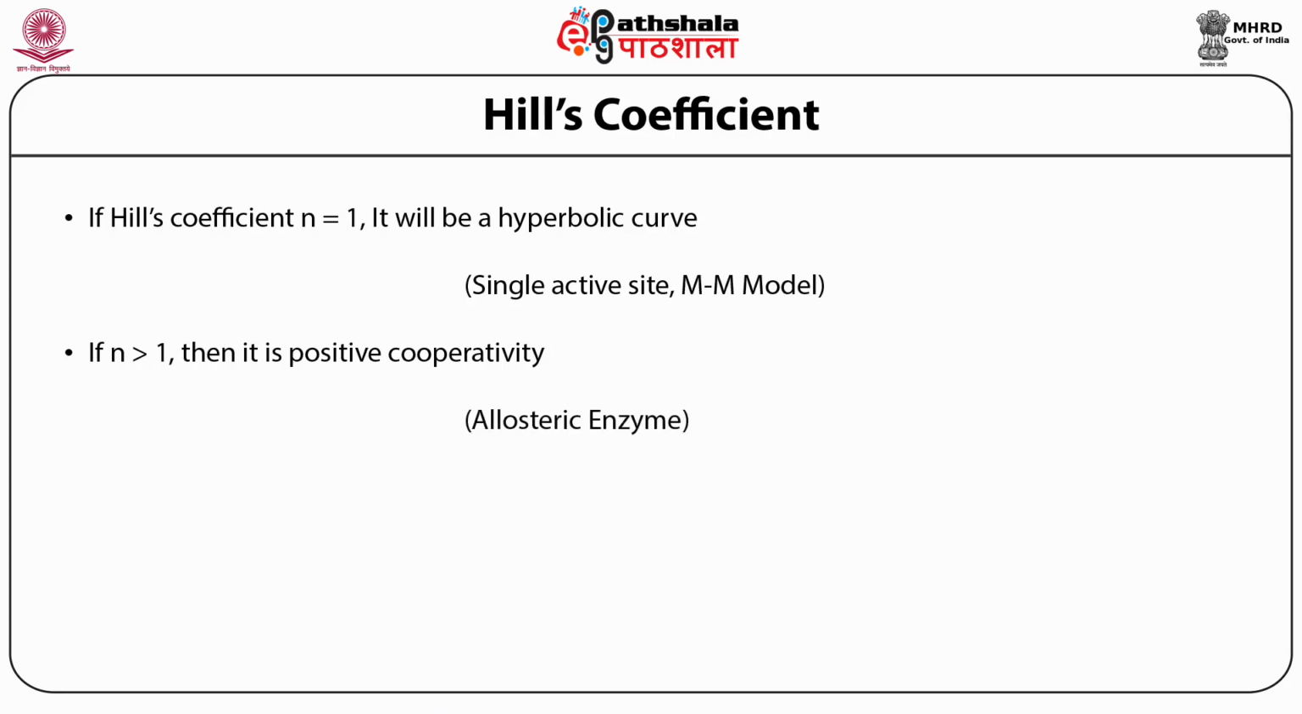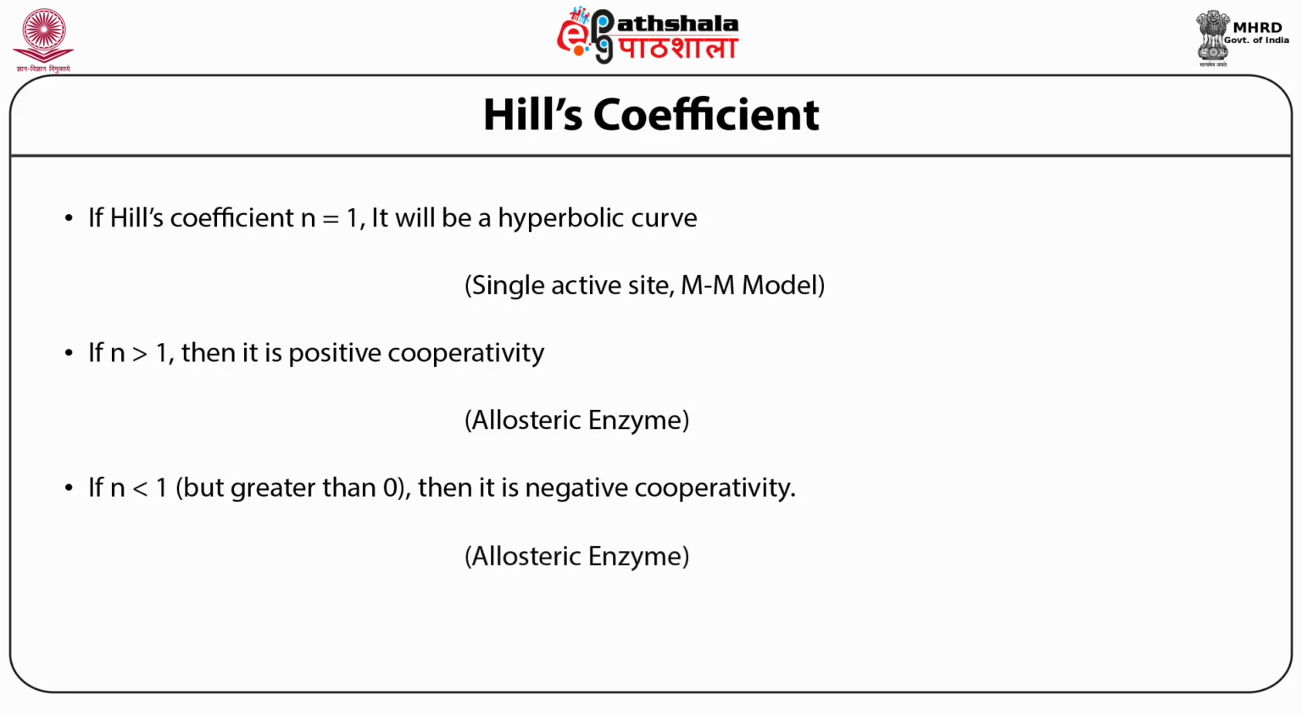However, if n is more than 1, the enzyme is showing positive cooperativity, where the binding of the first substrate molecule enhances the affinity of the enzyme for binding other substrate molecules. This is called positive cooperativity, and in this scenario the curve will be perfectly sigmoidal. The greater the value of n, the higher the degree of cooperativity, and the more sigmoidal the curve plotted between the reaction velocity and the substrate concentration.